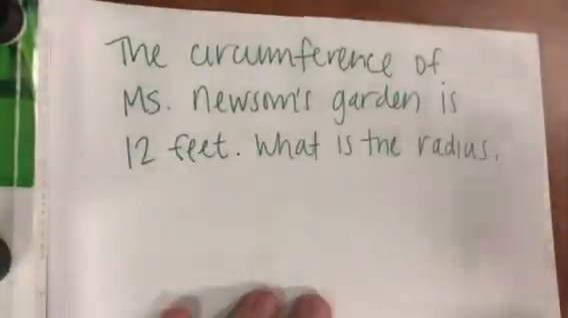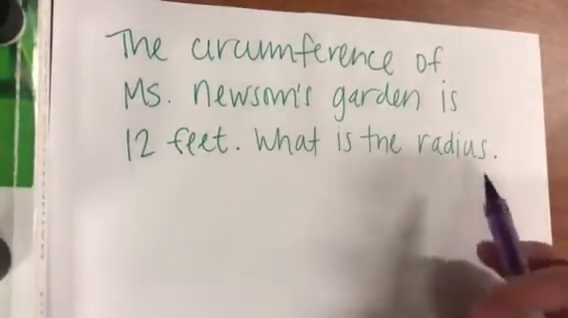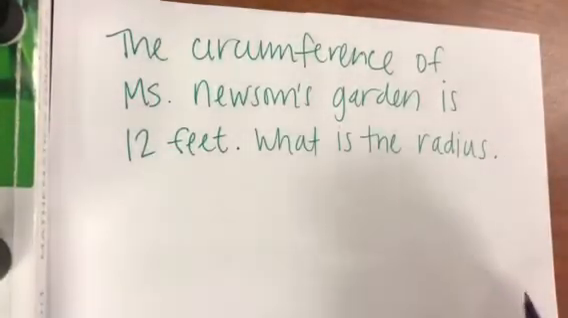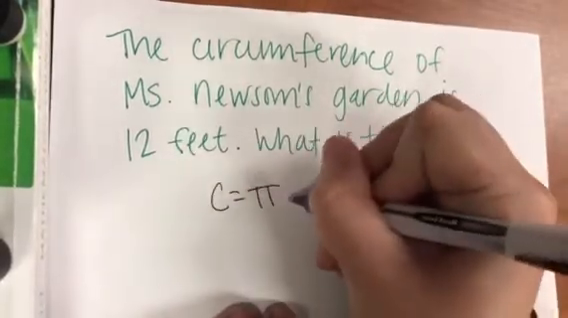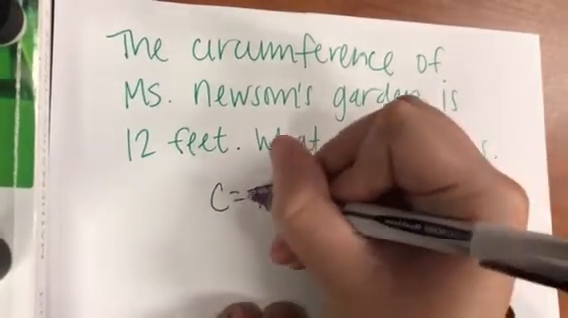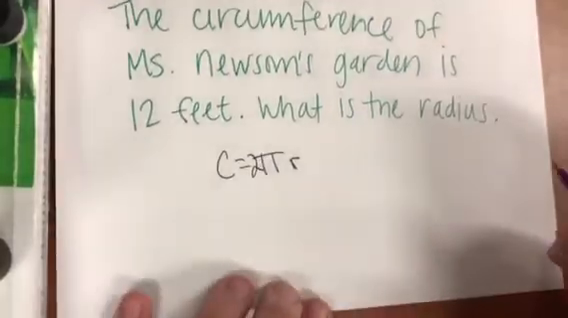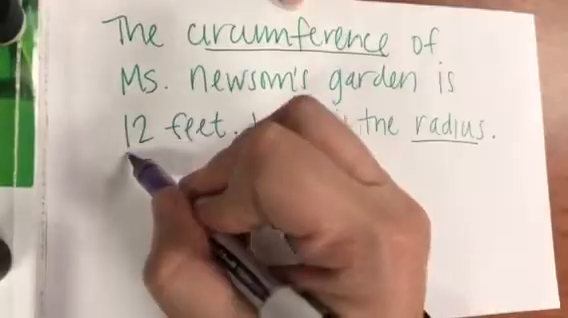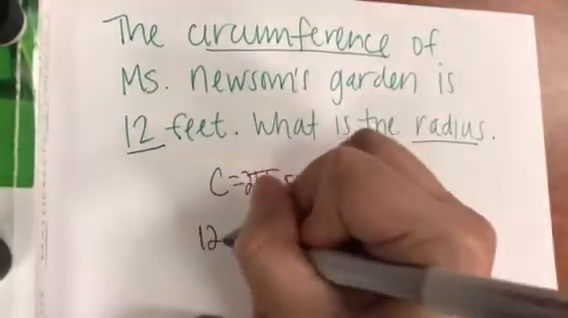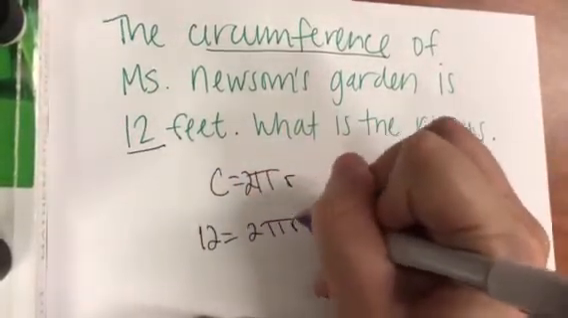Okay. We've got one more problem for you really quick. I know our video is getting a little long, so let's do one more. The circumference of Miss Newsom's garden is 12 feet. What's the radius? So we've got circumference equals 2 pi r. That's what I was going for, because we're dealing with the radius. We know the circumference is 12, so I'm going to replace it: 12 equals 2 pi r.